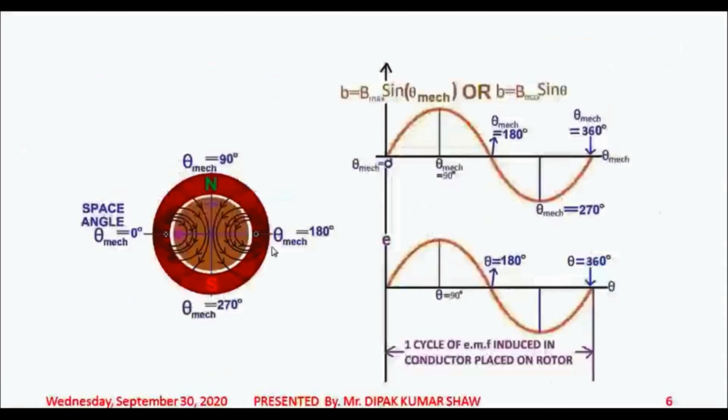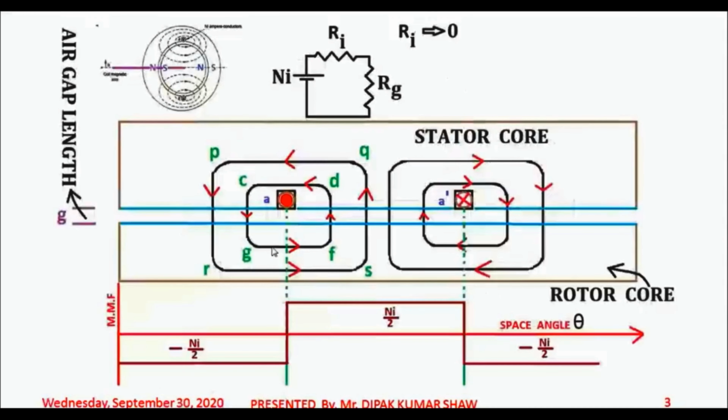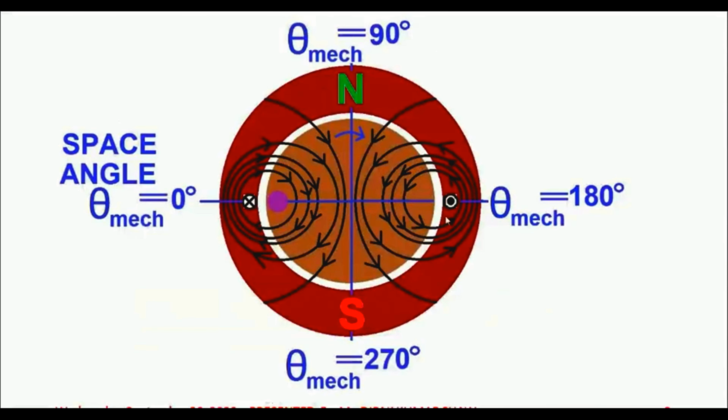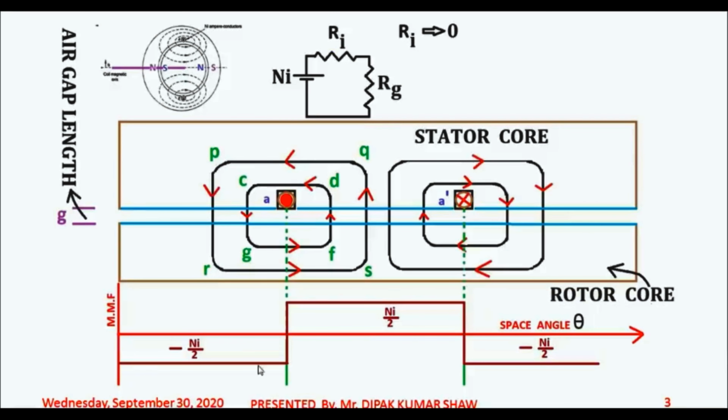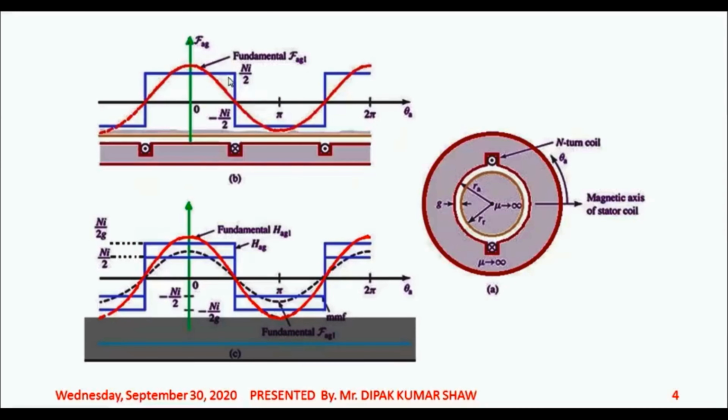Let us move to the previous diagram. Like this one. If you have a single coil on the stator core, then that single coil will have an mmf distribution which is like this. But this is replaced by Fourier series expansion. So we are expressing this as a summation of the fundamental component and other harmonic components. We are neglecting the harmonic components. That's why we are saying that the distribution of mmf along the air gap periphery, or the distribution of magnetic flux density along the air gap periphery, is sinusoidal.